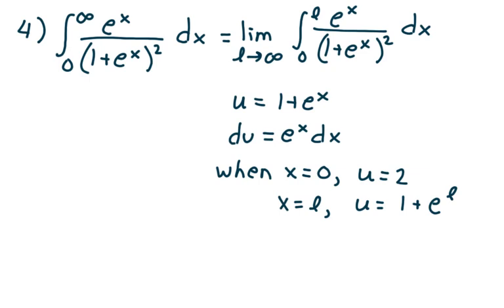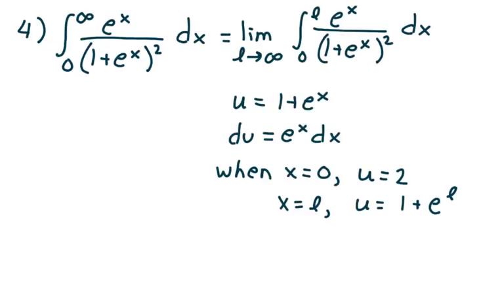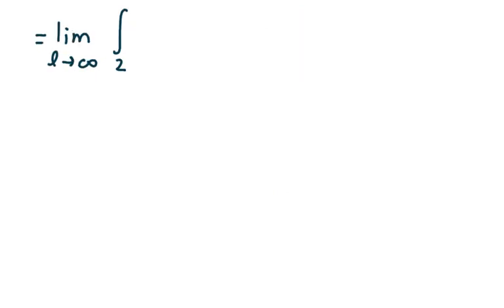Now, let's see what that looks like. So this is the limit as L goes to infinity of the integral from 2 to 1 plus e to the L of 1 over u squared du. So the integrand is much simpler. The limits look a little bit harder, but the integrand is much more manageable.